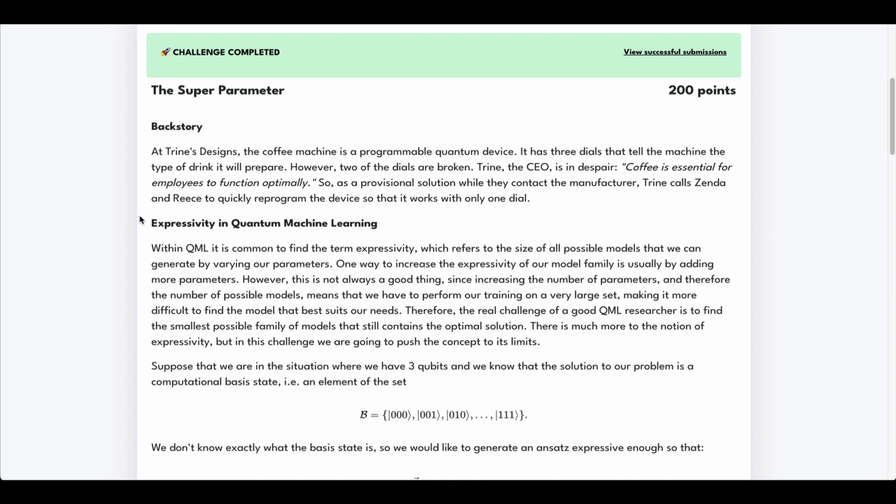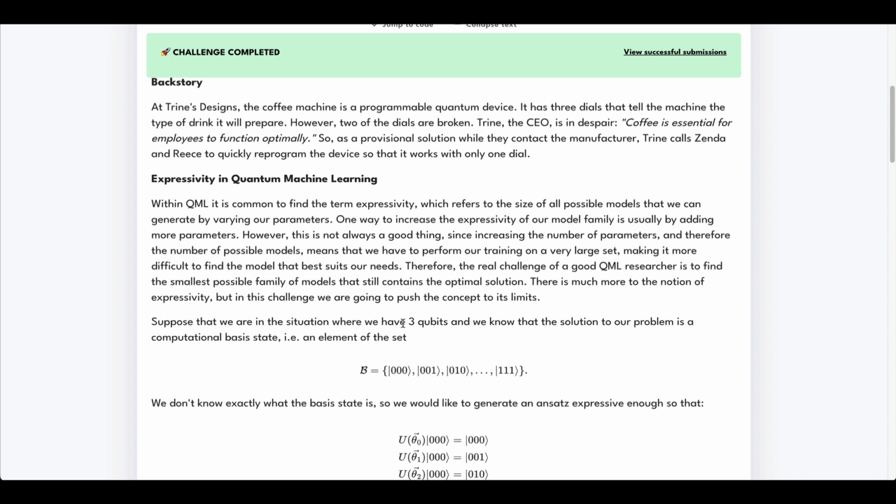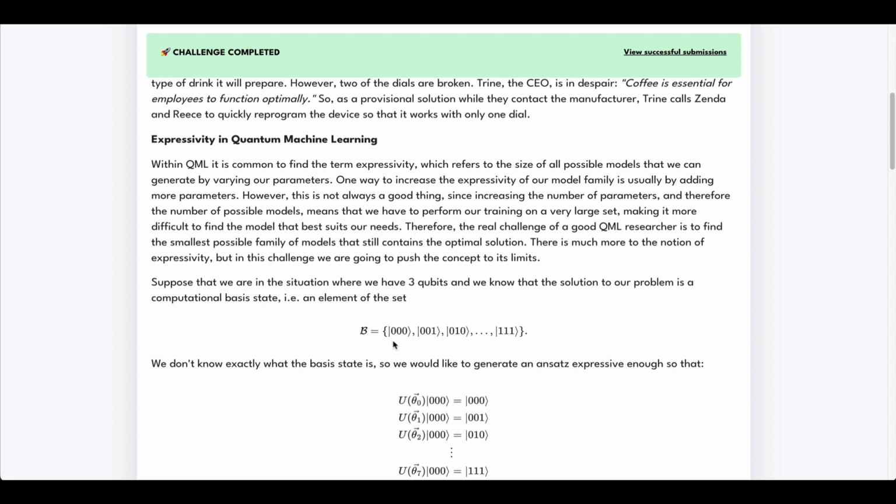This is problem 10 of the QHack 2023 quantum coding challenges, and this one is entitled the super parameter. What we're being told is that, let's say we have a problem which we have implemented in the form of a quantum machine learning model, where the answer to our problem, we're told, is one of the basis states of a 3-qubit system. So it could be either state 000, 001, all the way up to 111.